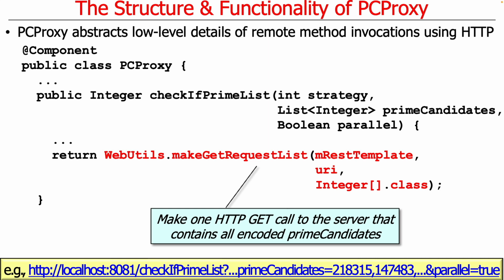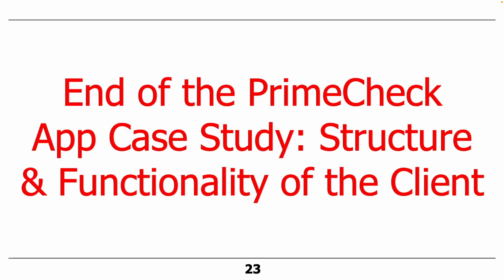And we go ahead and make that call, and I write it out to show you what it looks like under the hood. So localhost 8081, check if prime list, question mark, then you've got the strategy followed by the prime candidates followed by parallel equal true. So that's the end of the overview of the structure of the client, which looks a bit like what you're doing for your assignment.